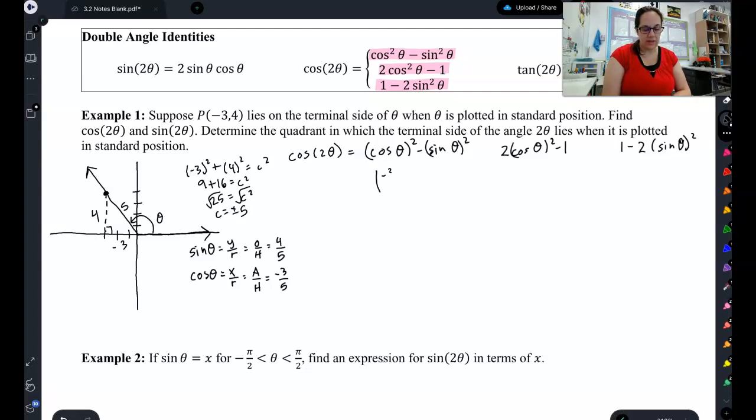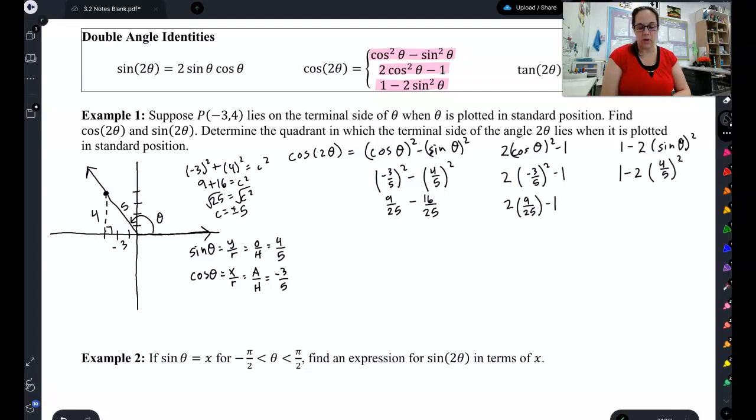So I know that cosine of theta is negative 3/5 squared. Sine of theta is 4/5 squared. Same thing for this version, but now we're only plugging in the cosine of theta. And our last version, plugging in sine of theta. And let's simplify all of these. So 3/5 squared is 9/25. 4/5 squared is 16/25. This is 2 times 9/25 minus 1. And 1 minus 2 times 16/25. If I simplify all of these, I'm going to get negative 7/25.